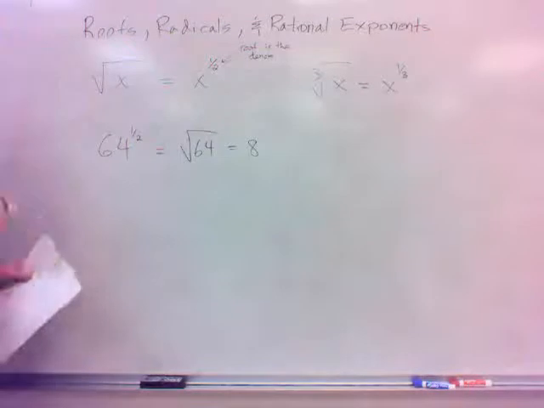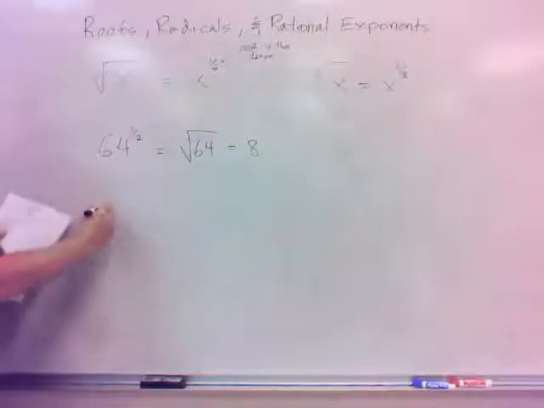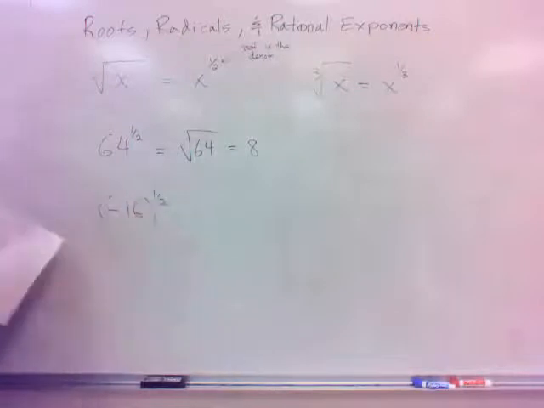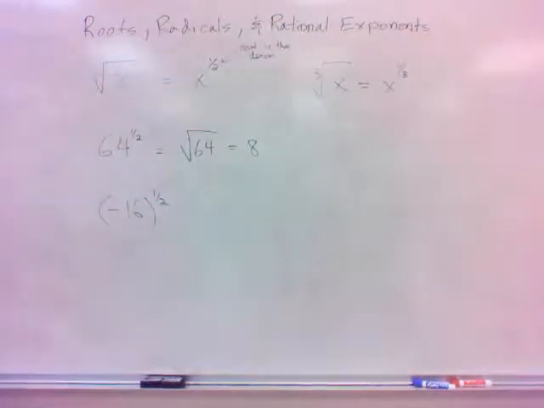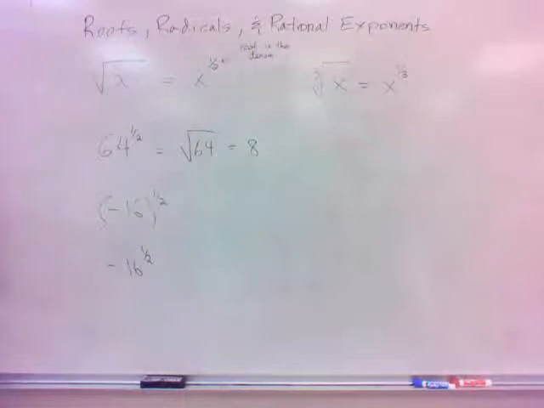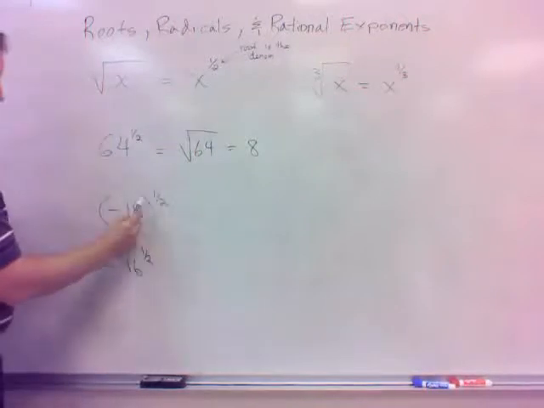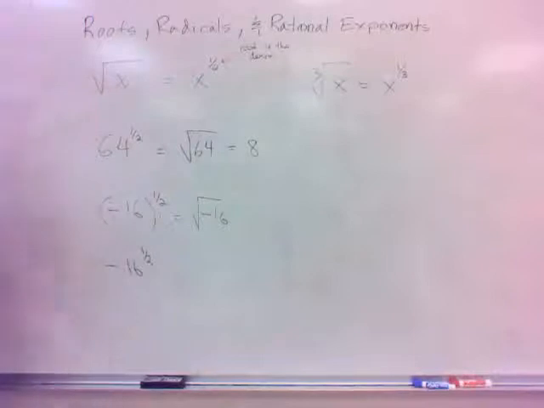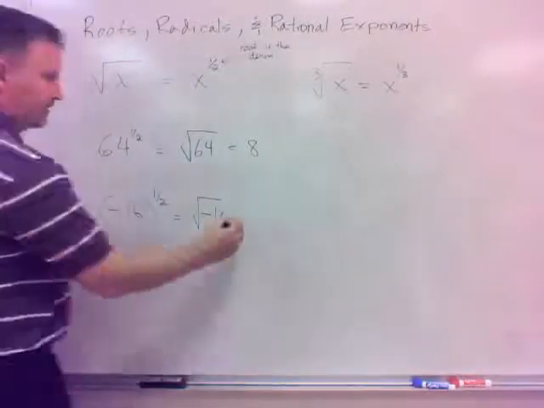Now, back to the negative thing here. If I have parentheses, negative 16, to the 1/2, and then contrast that to negative 16 to the 1/2 where there are no parentheses, is there a difference there? There is a difference here. This means, again, it's a square root of negative 16. And what about that? Can't do that one. Right. Not a real number.